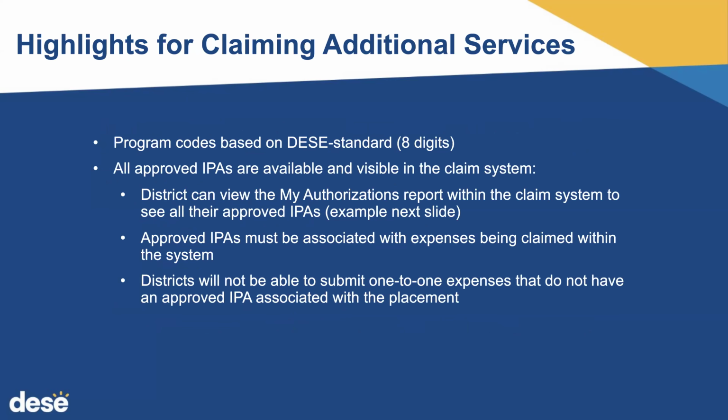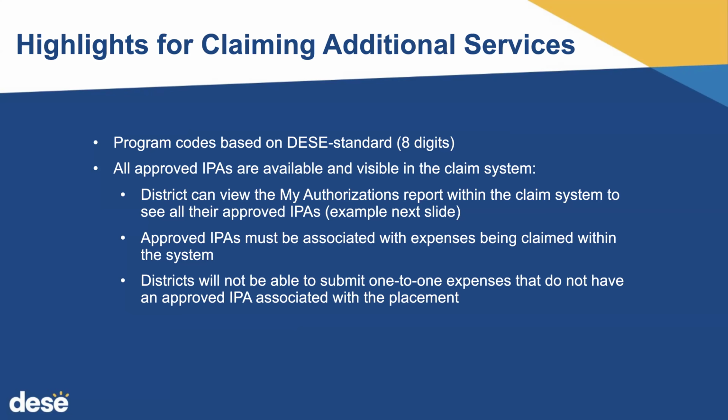To claim, it's very important that when you're creating your placement in the claim system, the program code that you're using in the placement matches exactly the program code that was approved through the OSD IPA process. That code's based on DESI standards and should be 8 digits. And I'll walk into an example of how to find that code and make sure that you're claiming using the right code that matches your approval.